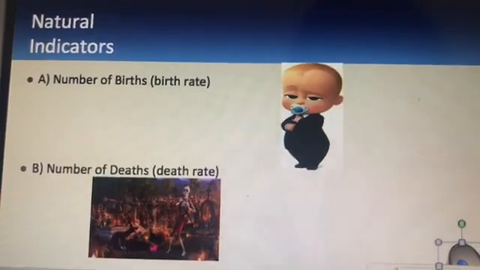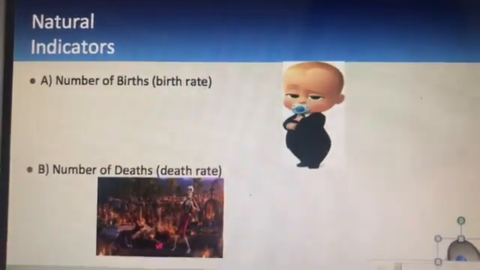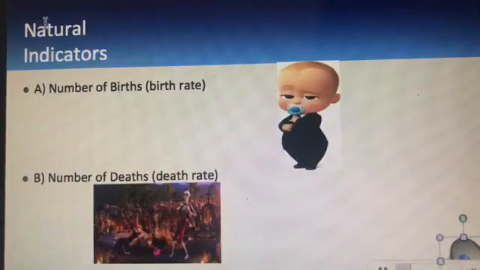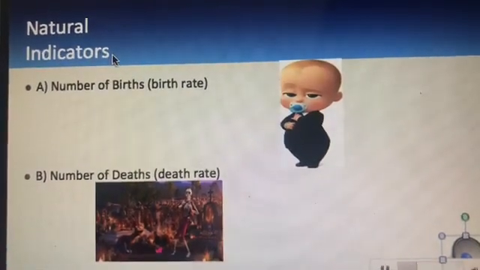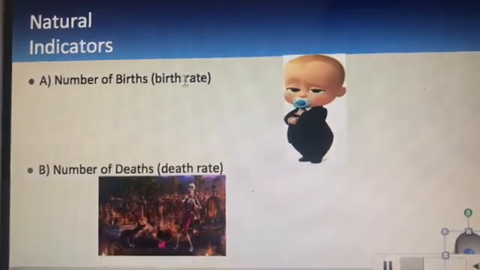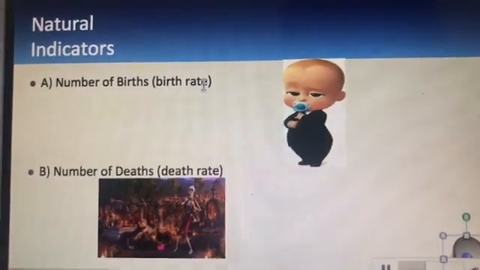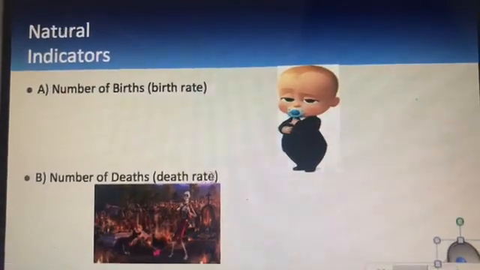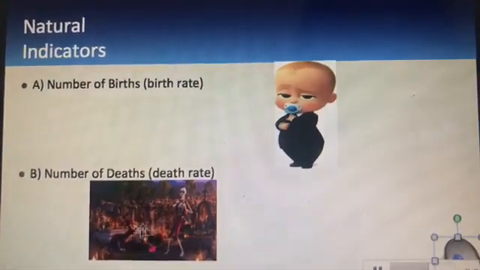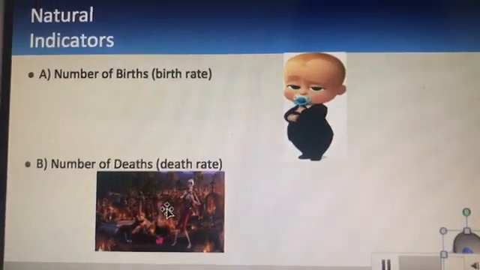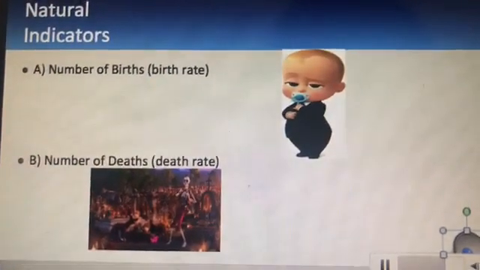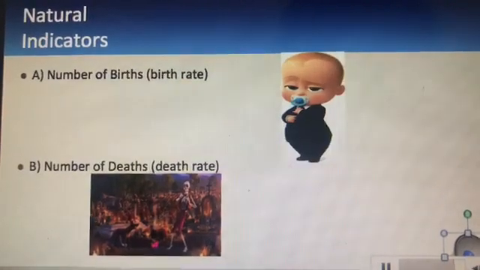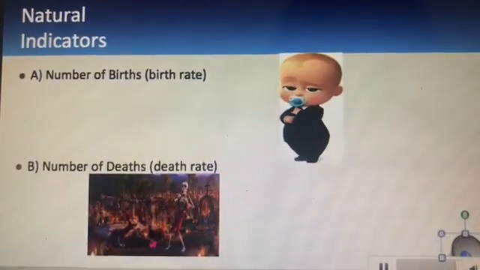Here, we are going to talk about the natural indicators. Natural indicators are the birth rate, how many babies are born in a different period of time, and the number of deaths of people through the period of time that people are counting. That is called a natural indicator, because it depends on nature, right?